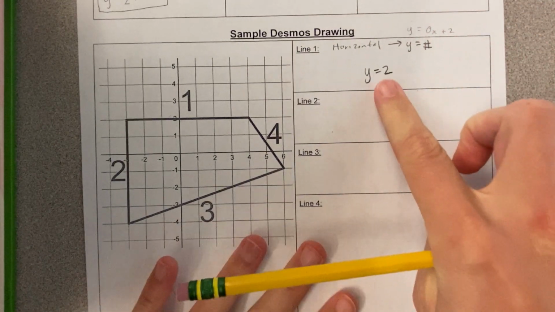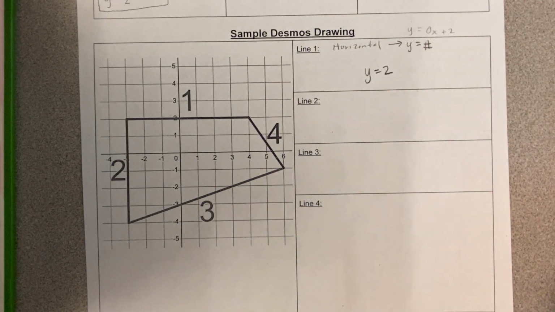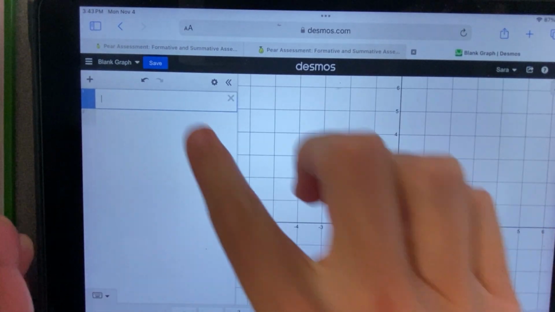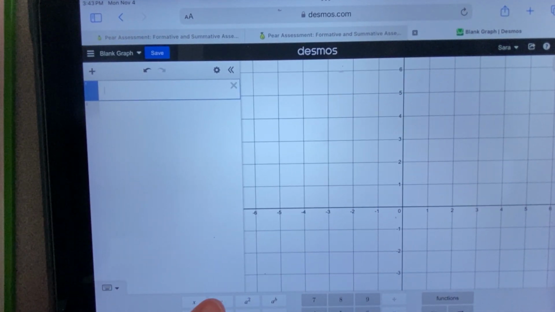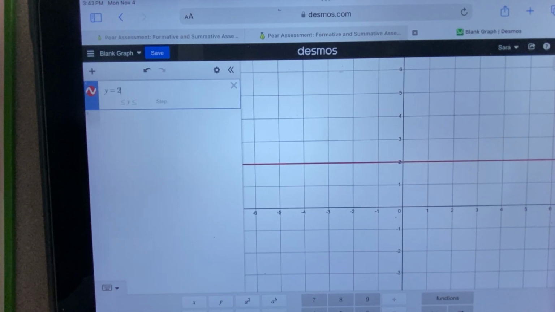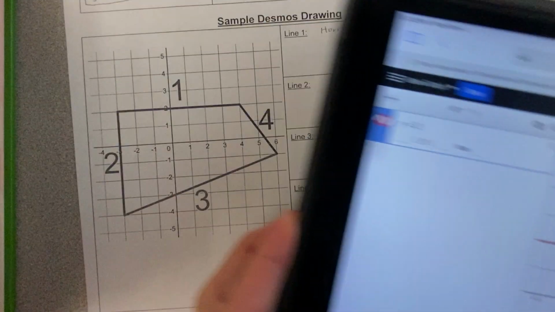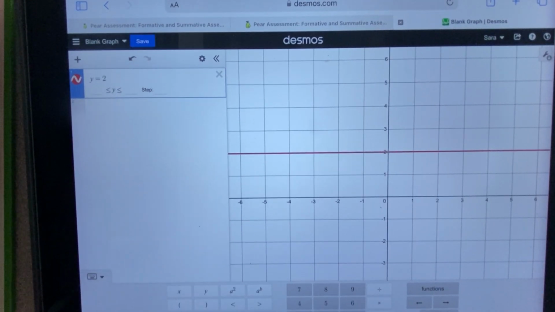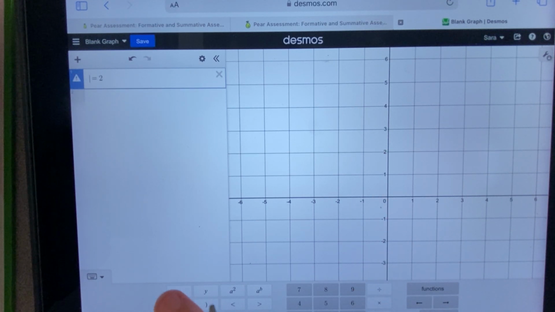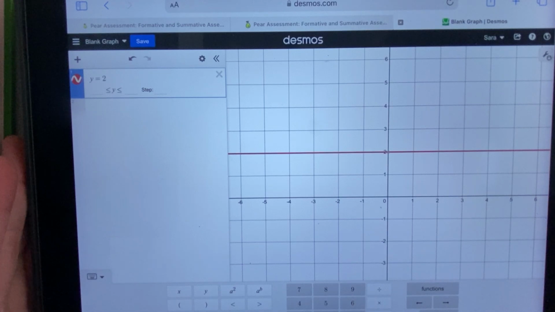Now, let's say you're wondering, is it x equals or y equals? If you don't remember, so what? You try it. I'm going to type y equals 2. Does it come out looking like the line that I want? Yep, it sure does. Had I screwed it up and instead typed x equals 2, it would have given me this vertical line. I would have known that's wrong, so I would have just changed it. So use Desmos to get yourself the feedback.